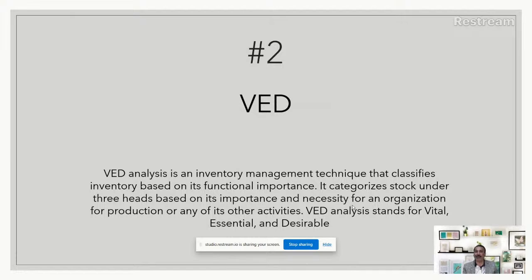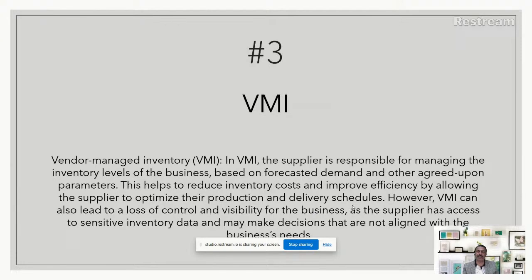On the other end, you have desirable items which may not have a major impact. Maybe you have a substitute item, or there are a lot of vendors available who can deliver to you at the earliest possible time. So all your SKUs you need to identify into these categories like FSN. Here vital, essential and desirable. Number three is vendor managed inventory.